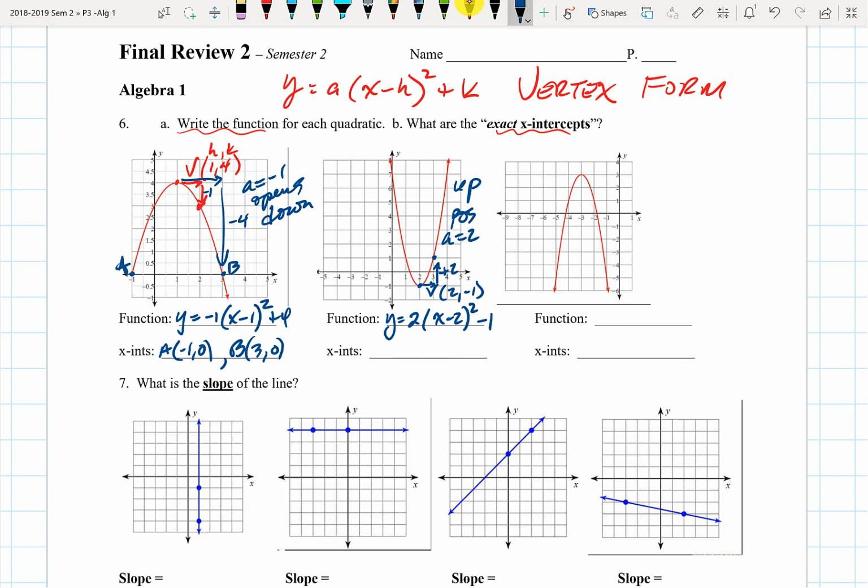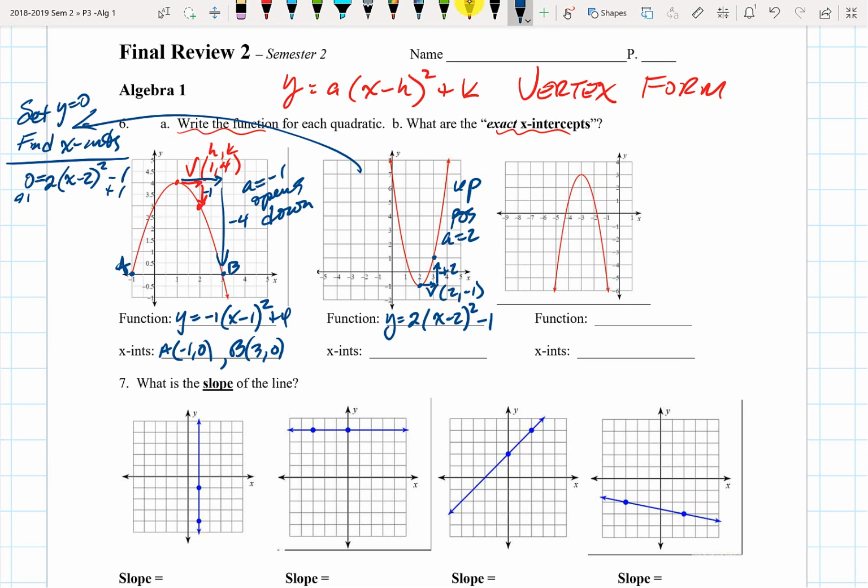All right. And the x-intercepts, kind of hard to find because I don't know what they are, so I got to solve this. Okay, so I'm going to do this one over here. Okay, so find x-intercepts. So this is for the second one, so set y equal to 0. Okay, so here we go, 0 equals 2 times x minus 2 squared minus 1.